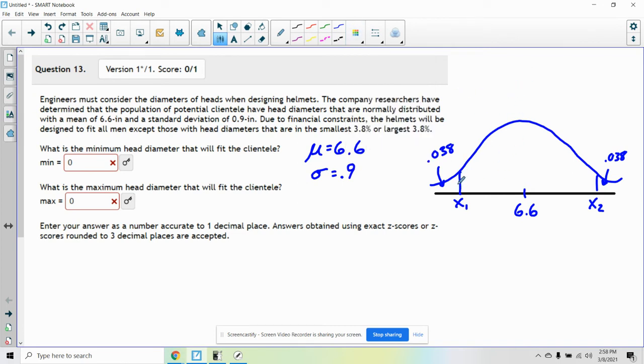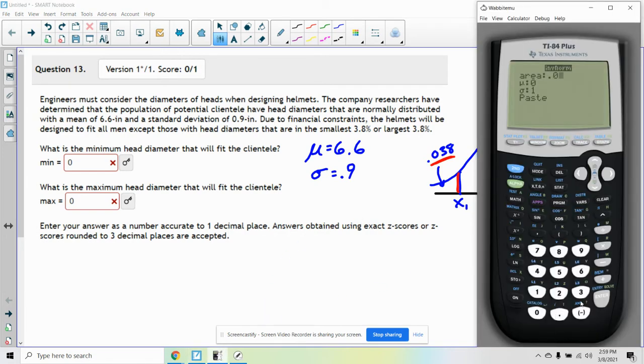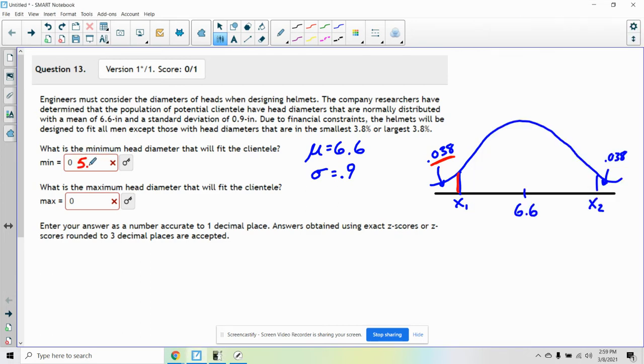So I'm going to find x1 first. So the area to the left of this x1 is going to be 3.8% or 0.038. So I'll do 0.038. My mu is 6.6. My standard deviation is 0.9. Hit paste. So this means the smallest head they'll fit is 5.00. One decimal place, so we'll just say 5.0.